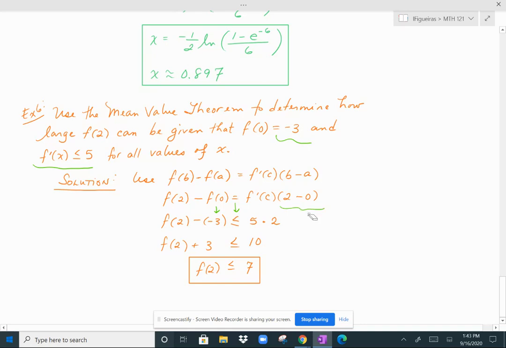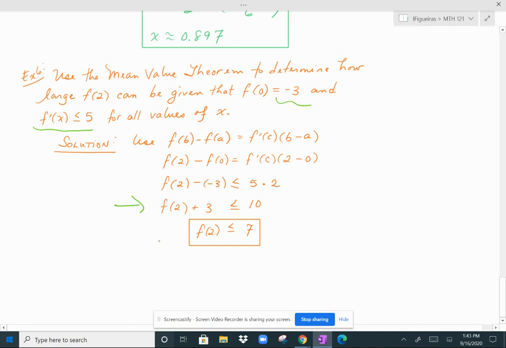All right, so remember, I'm trying to answer that question, so I just need to isolate it. So I get f of 2 plus 3 is less than or equal to 10. Subtract 3 from both sides, so that means that the maximum value that f of 2 can be is 7. So f of 2 must be less than or equal to 7.